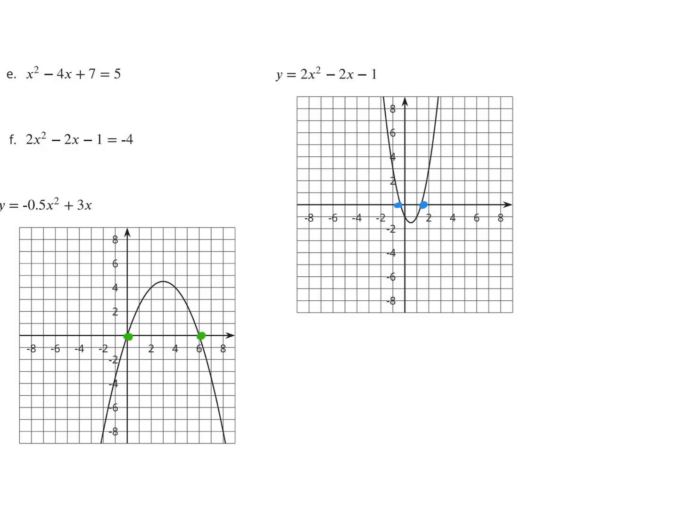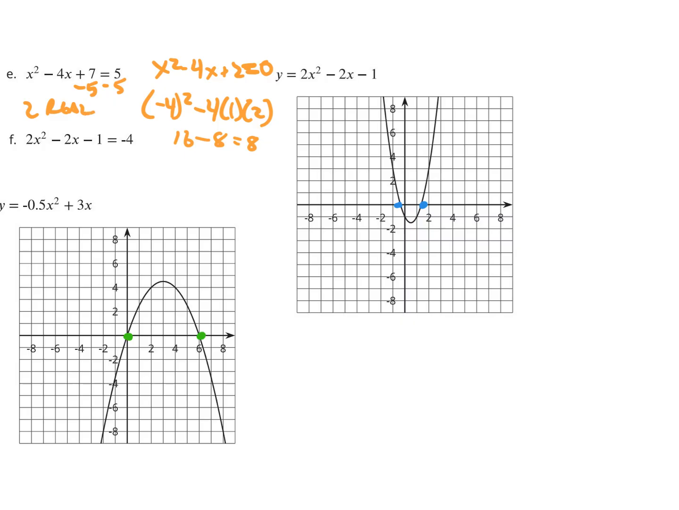All right, E, b squared minus 4 times 1 times 7. Oh, wait. Look at this. This equation has a 5 on it. It's not equal to 0. So if I subtract 5 from both sides, I get x squared minus 4x plus 2 equal to 0. Your trinomial must be equal to 0. I almost made that mistake. So negative 4 squared minus 4 times 1 times 2 gives us 16 minus 8, which is 8. So this has 2 real.